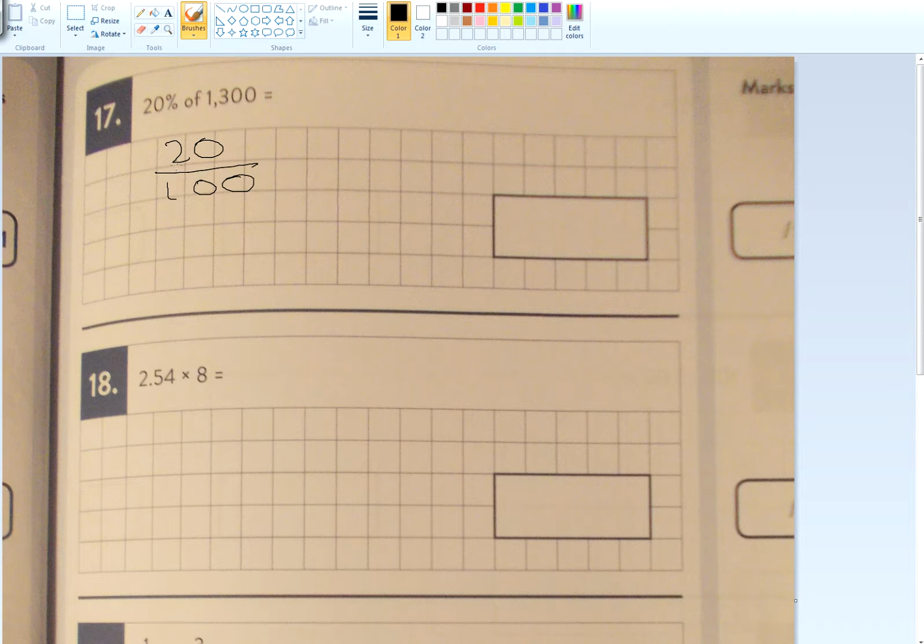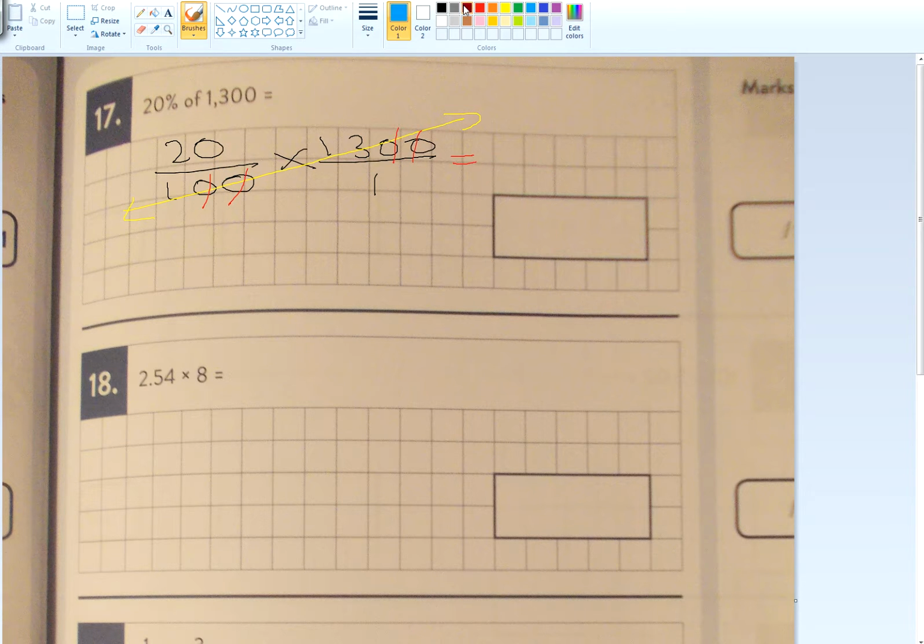So 20% means what? 20 out of 100. And of means times. Okay, and 1,300 is 1,300 over 1. So when we do this, what do we do again? Like last time, we try to cancel, if possible, diagonally. Cancel this direction. So we divide the bottom by 100, that gives you 1. And divide the top by 100, that gives you 13. Okay, can we cancel anything else? Can we cancel this way? No. This way? No. Let's get rid of those lines.